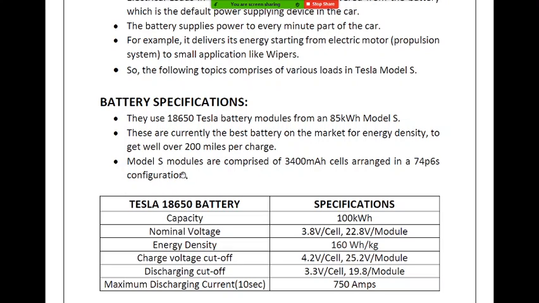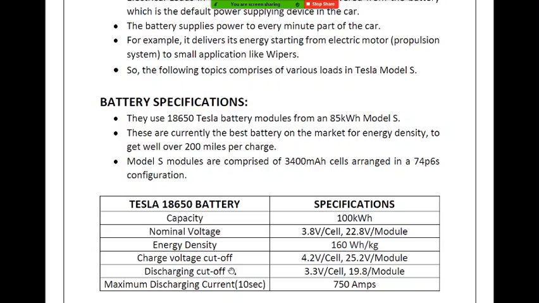Tesla battery packs are arranged in a 74 parallel and 6 series configuration. The nominal voltage at cell level is around 3.8 volts, and at module level it's around 28.8 volts. The energy density of the battery is around 160 watt hour per kilogram. The voltage cutoff, you can say the maximum voltage, is around 4.2 volts per cell and 25.2 volts per module.